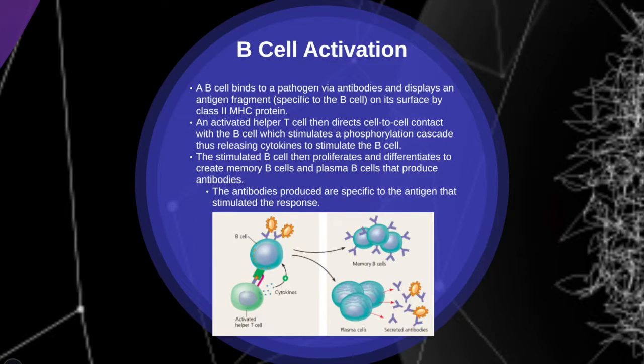Now, B cells are activated when they bind to pathogens via their antigen receptors or antibodies, and they display the antigen fragments that they collect on their surface with the help of a class II MHC protein. We're going to talk about this later in the video. We should know that antigen fragments are specific to the B cell.